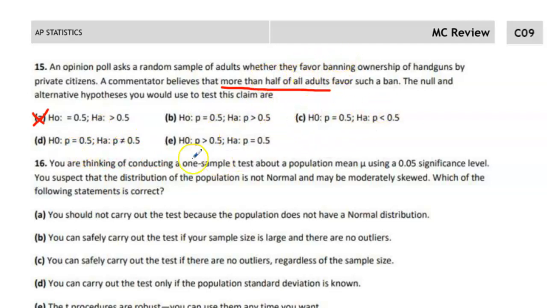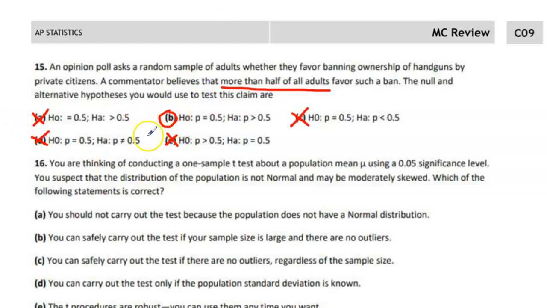So more than half would be H null equal to 0.5, and the alternative hypothesis would be greater than 0.5. So this one looks correct. In this one, we have less than 0.5. That one's no good. In this one, we have an H null that's not equal to. That's no good. And in this one, we have not equal to 0.5. That would be either more or less. In other words, it would say the commentator believes that it's a different number than half, not more or less. So that one's not right either. Correct answer is choice B.